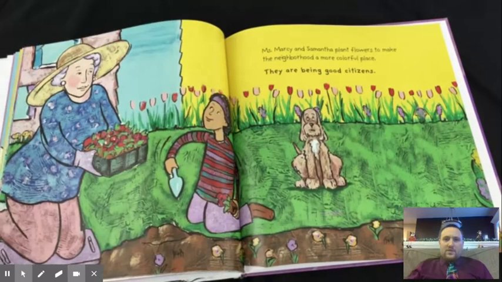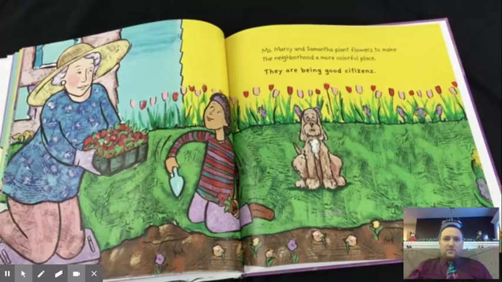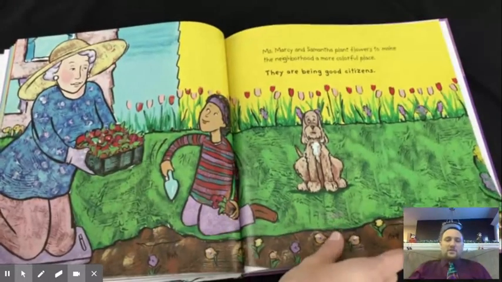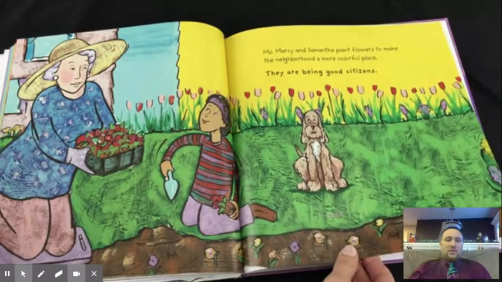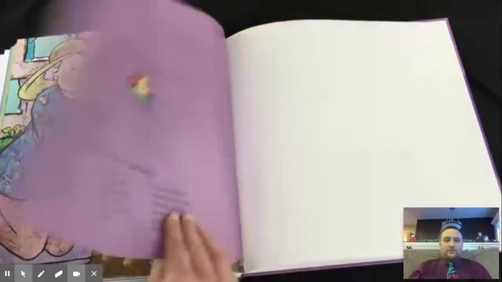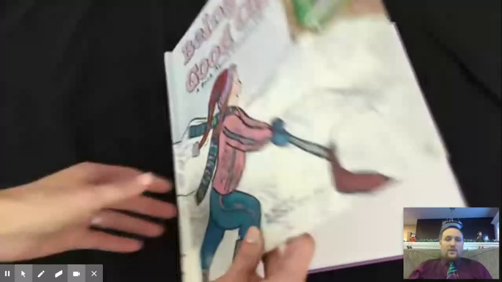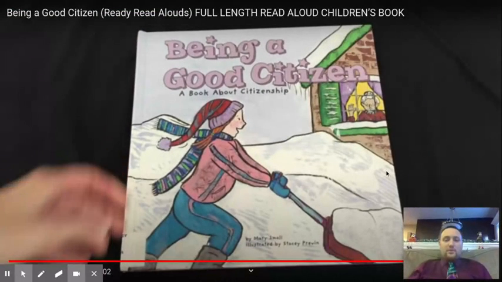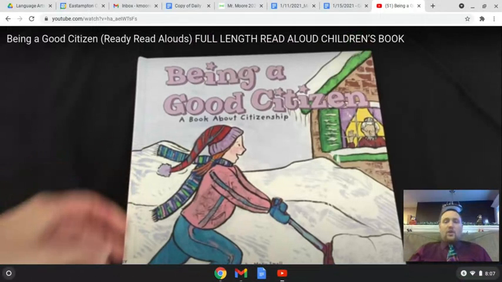Miss Marcy and Samantha plant flowers to make the neighborhood a more colorful place. They're being good citizens. That's just like what we talked about in the community garden story. The end. So, as you can see, all of those people were pitching in around their communities to be good citizens.